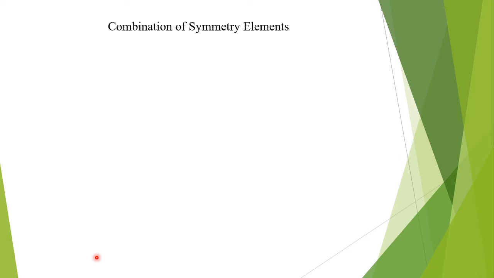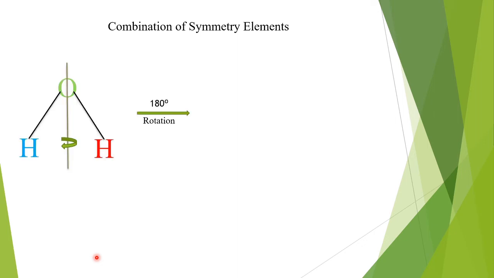Moving on, next we have combination of symmetry elements: how we can combine two symmetry elements. Here we have the water molecule, with oxygen in the center and two hydrogen atoms on two sides.